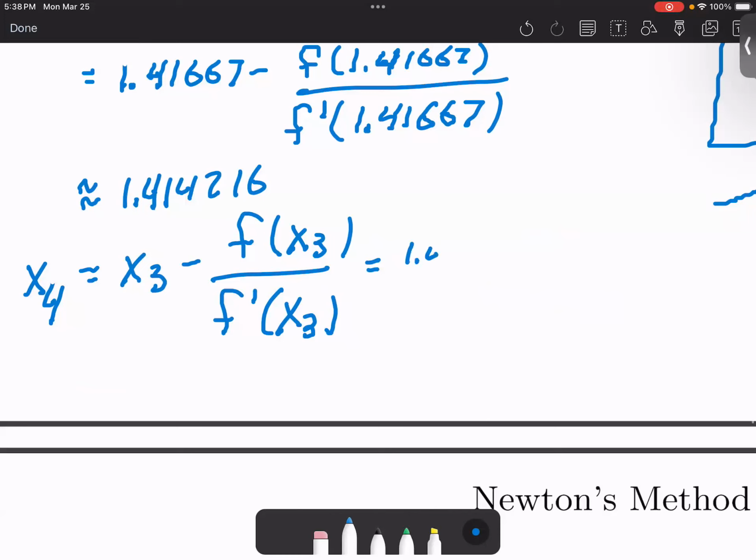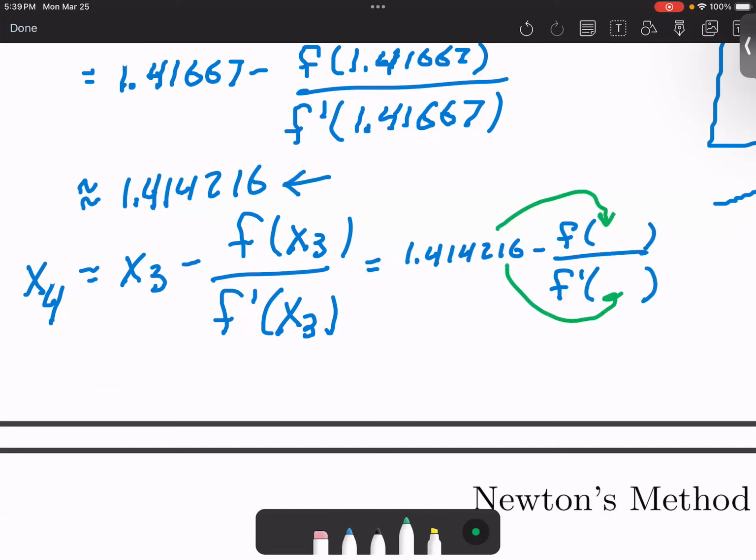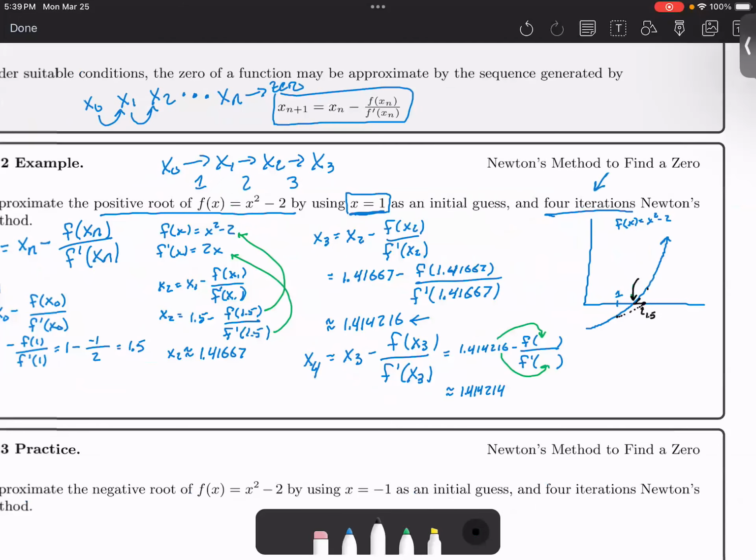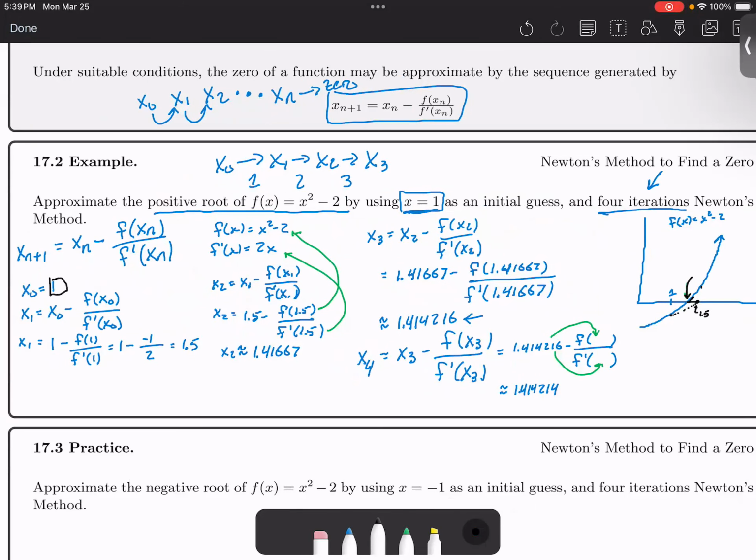This will be 1.414216, right? It's this number minus your function at that point divided by your derivative at that point. If we do this one more time, we find that x4 is 1.414214.